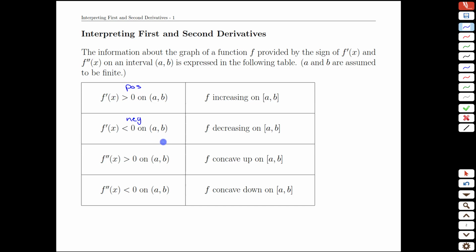We're also going to talk about this on intervals, and remembering that open brackets indicate that the endpoints are not included. If we have a first derivative that is positive on some open interval, then the conclusion we can reach is that the function is increasing. And that makes some sense. We can do some quick sketches.